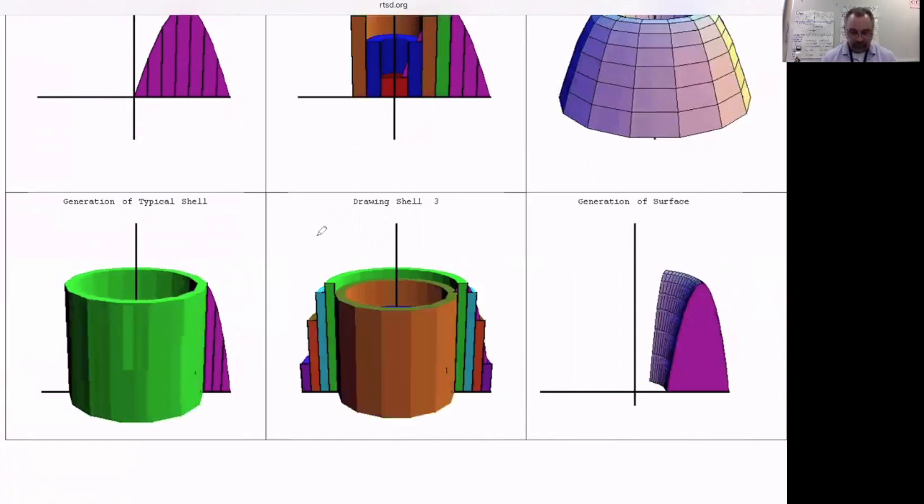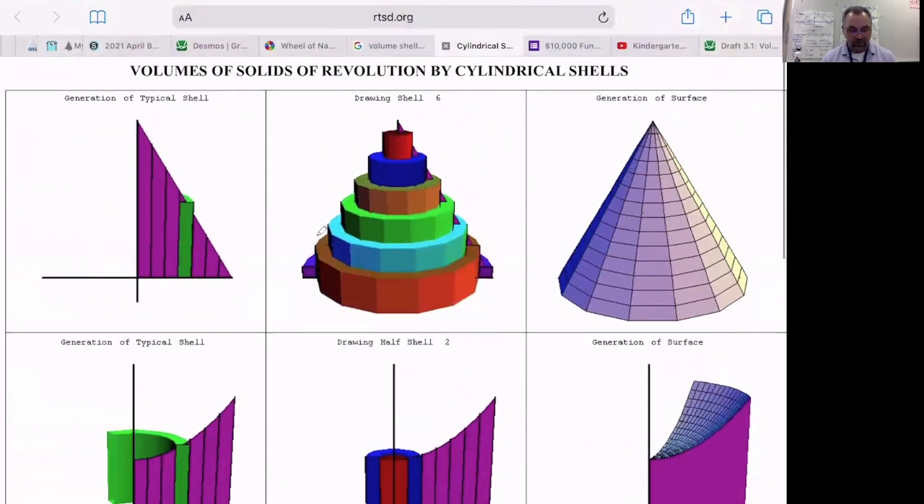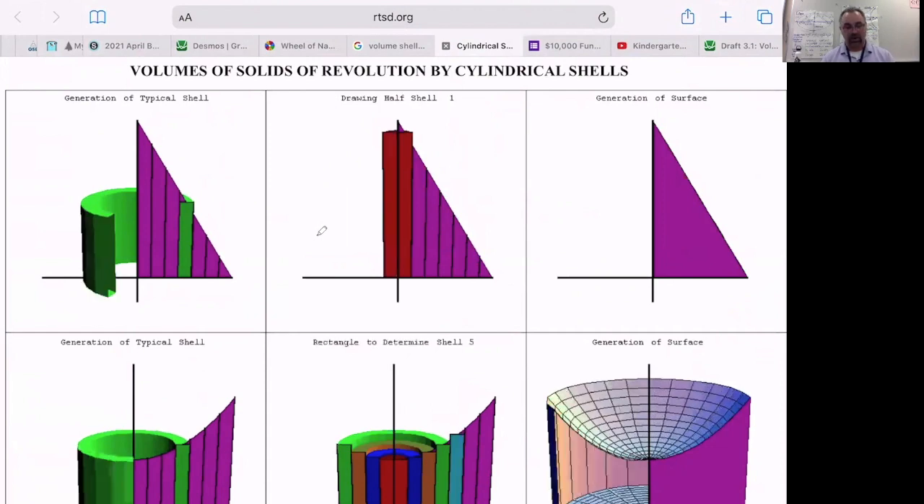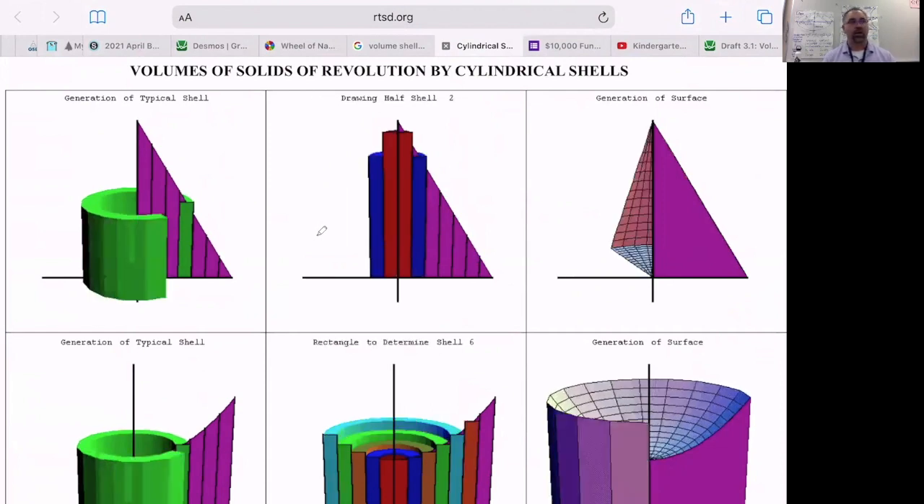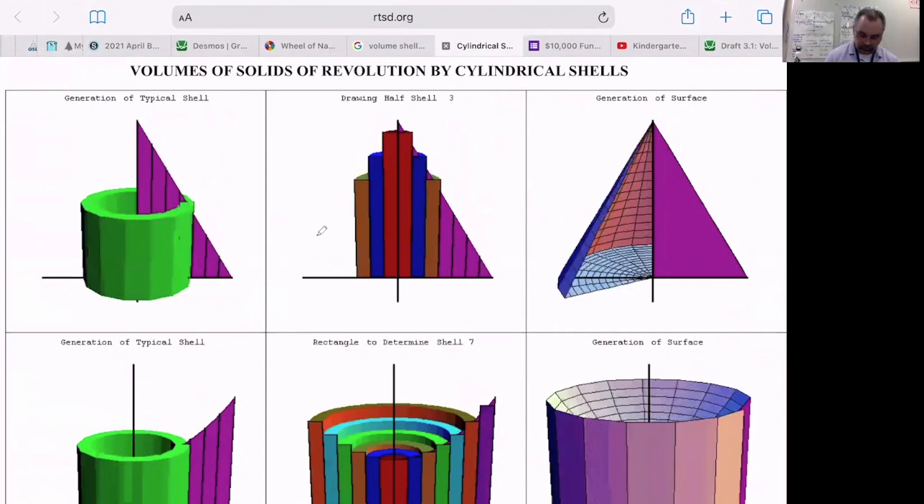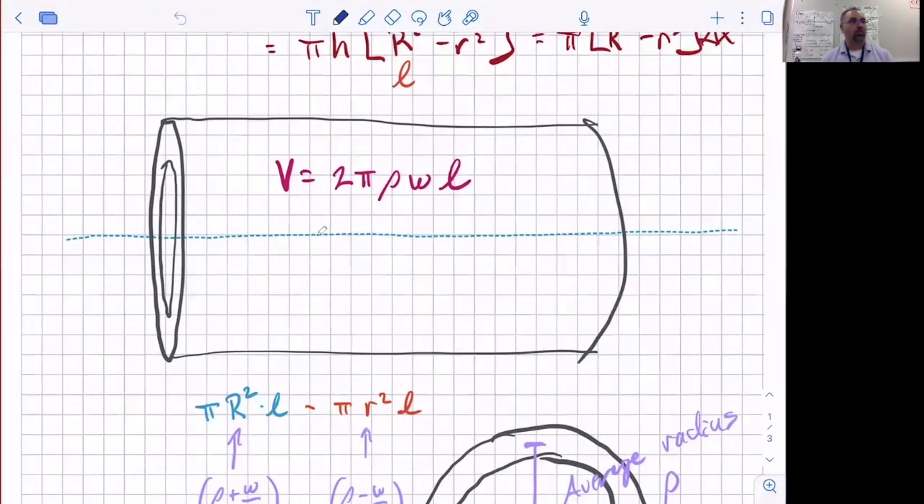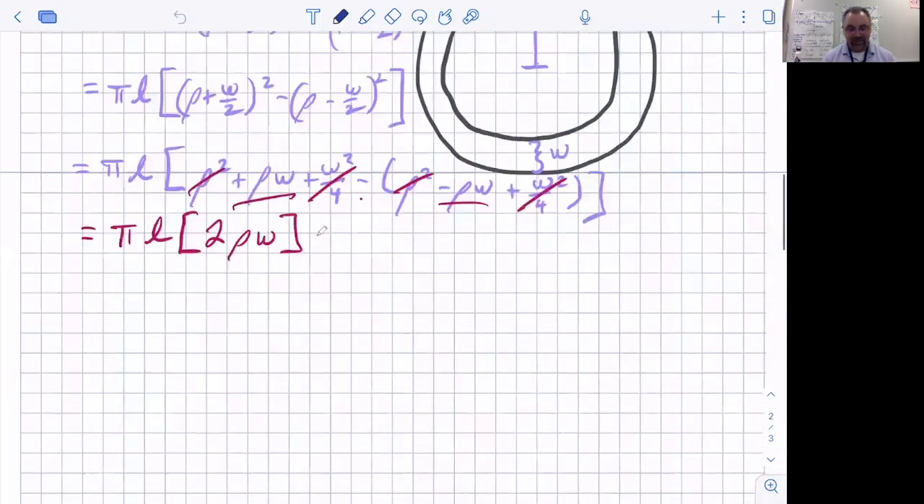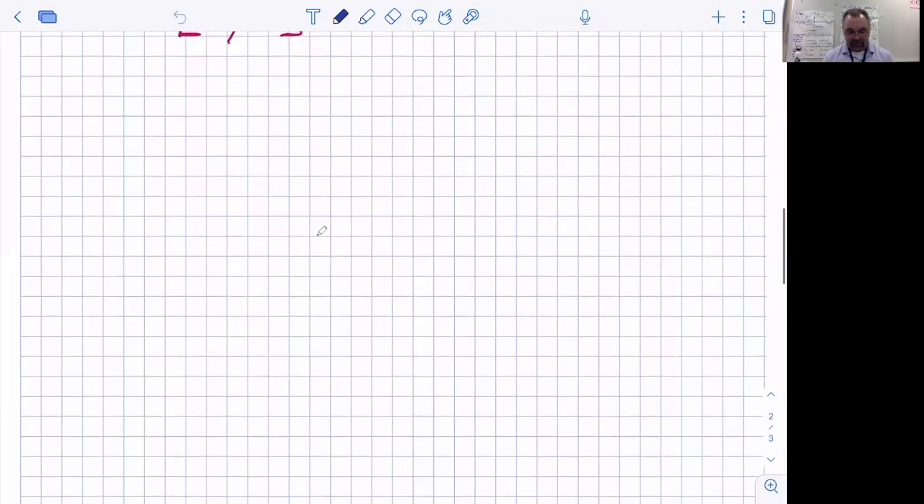All right. So this is a nice little animated GIF page that shows a bunch of different functions revolving around a vertical axis and creating what we call cylindrical shells. Okay, so back to our work here. If I take that idea, let's define a function and see what it looks like when we revolve it around an axis like the y-axis, a vertical line.